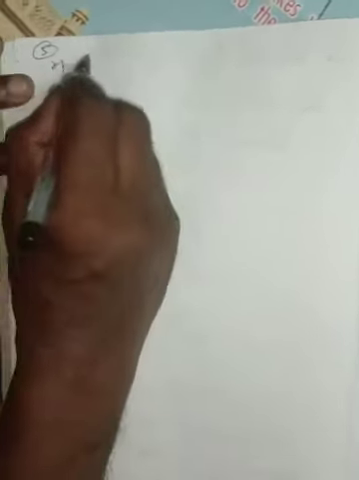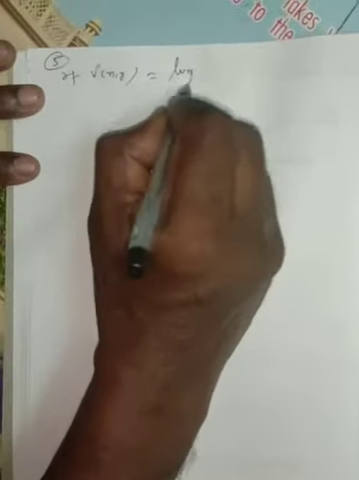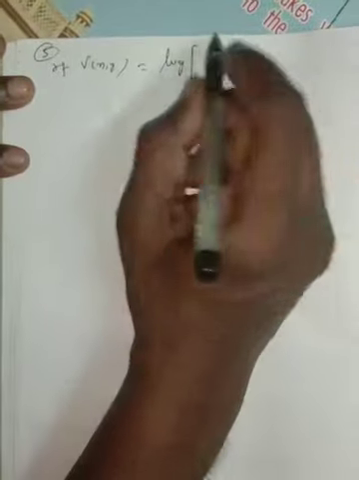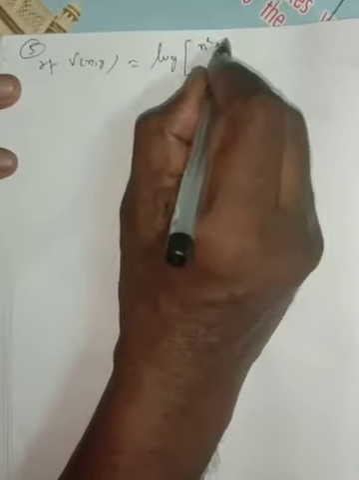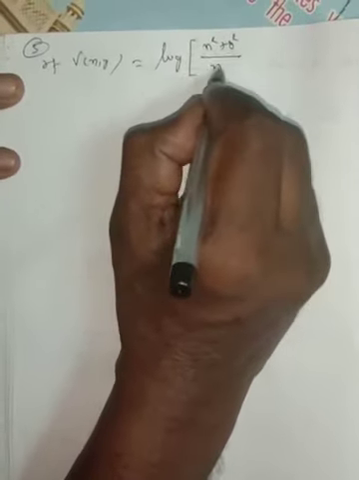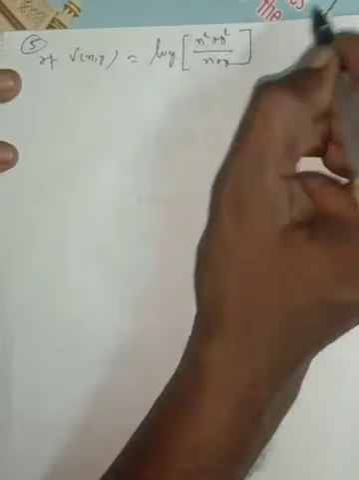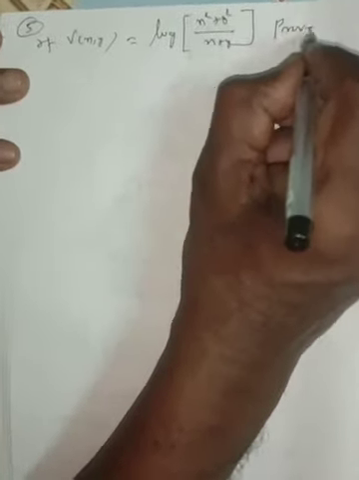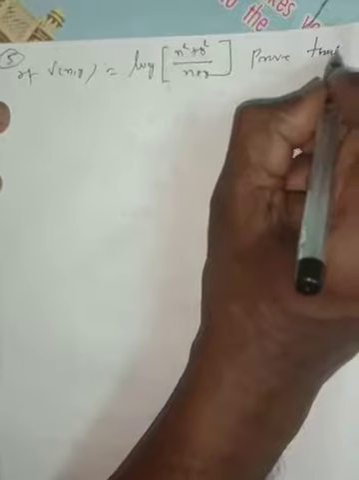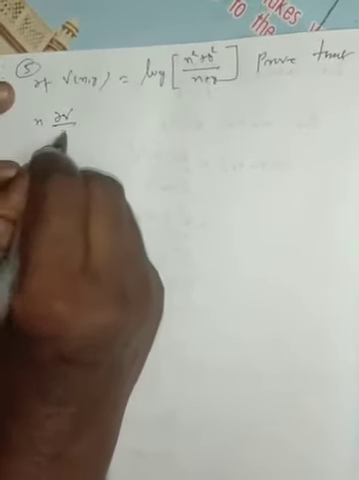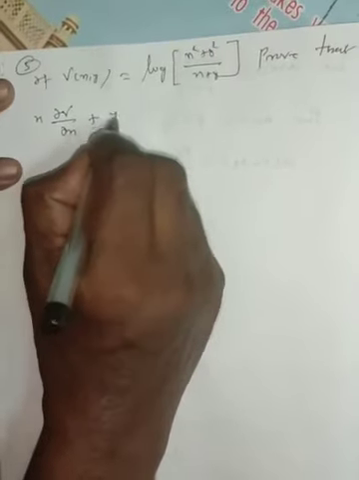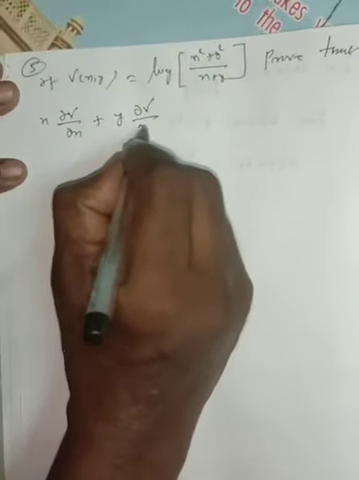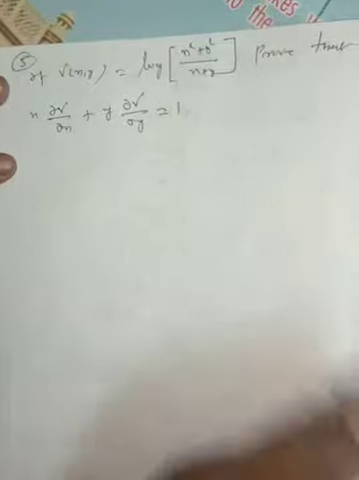v of x y is equal to log of x square plus y square divided by x plus y. Prove that x dou v by dou x plus y dou v by dou y is equal to 1.